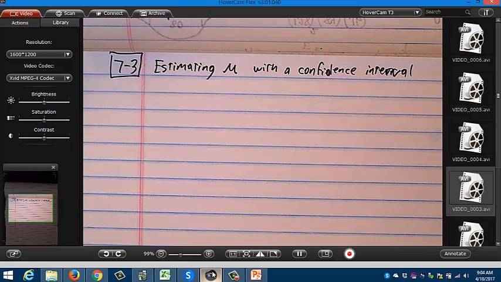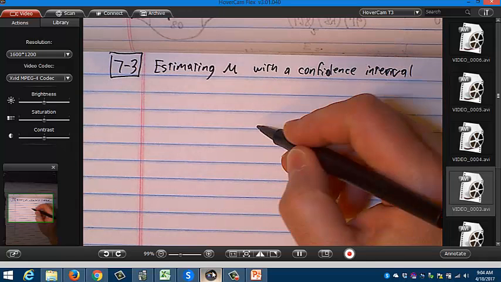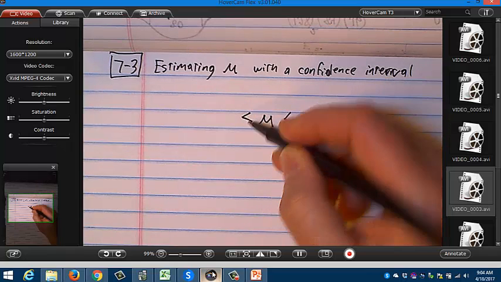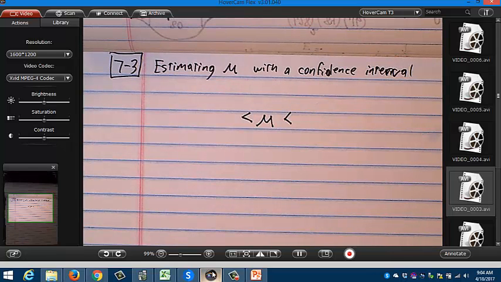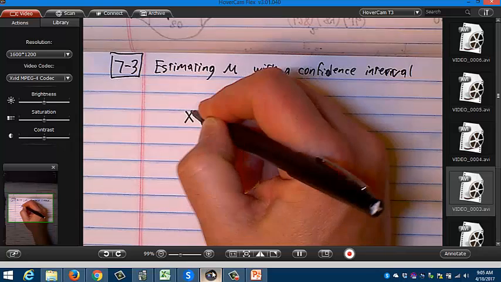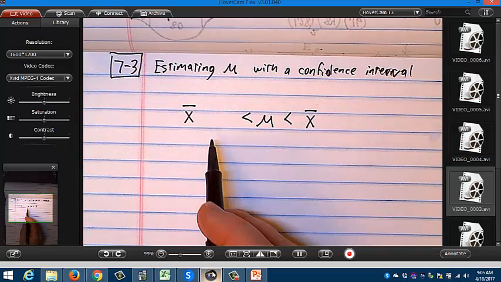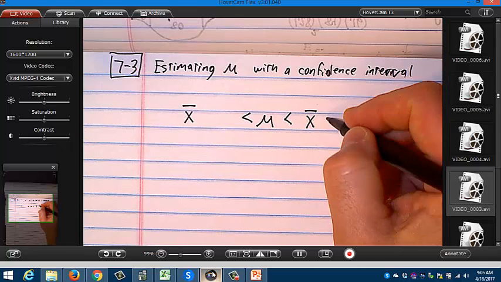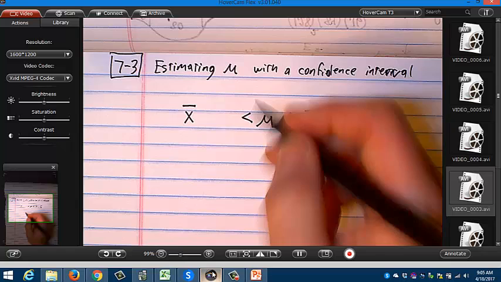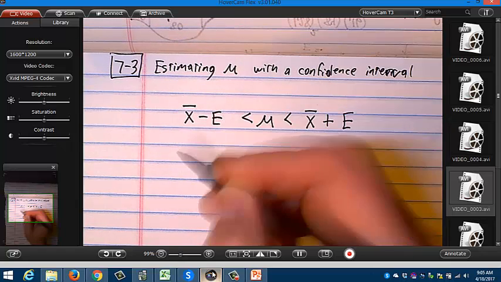And I will tell you what it's going to look like. Mu is going to be bounded by two things. We just said that the best point estimate, if you have to give a single point, the best we can do is take the sample mean. Now, why am I leaving space? What am I about to write? I'm going to write plus a margin of error, and I'm also going to write minus a margin of error. So that's what it looks like.